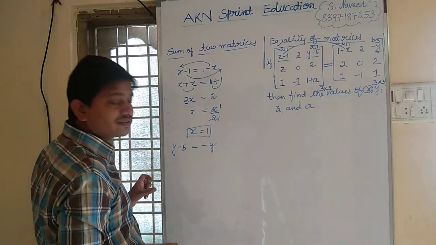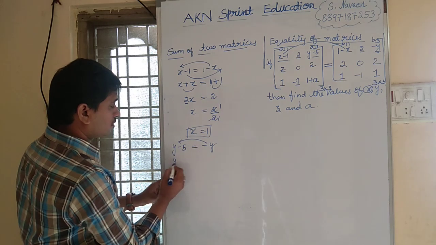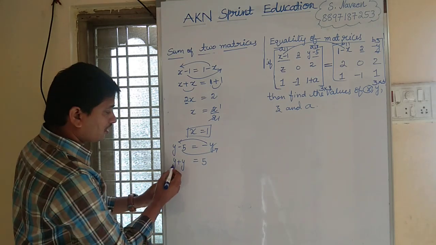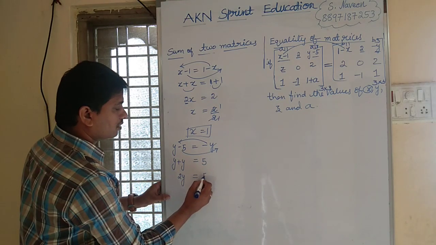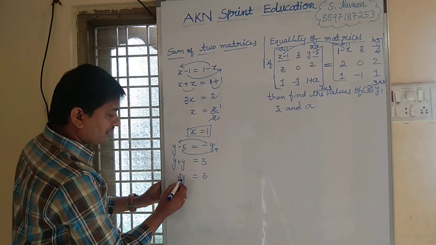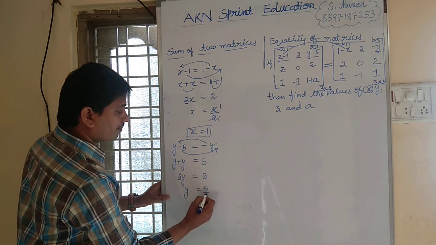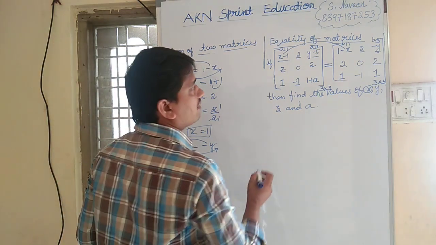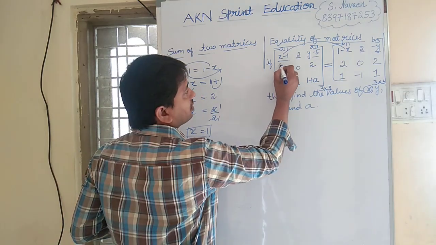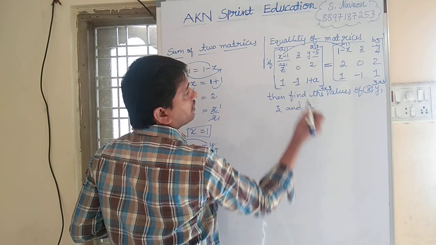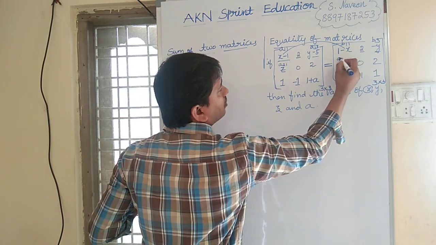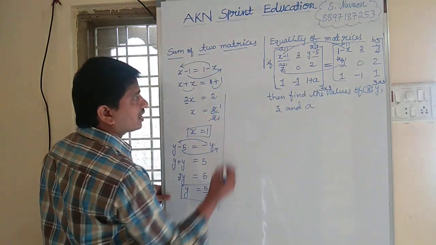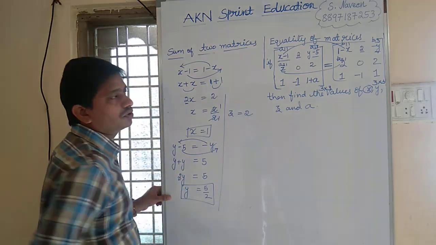y minus 5 equal to minus y. We transpose, so y plus y is equal to minus 5 we transpose, plus 5. y plus y, that is 2y, is equal to 5. As 2 is multiplying here, if you transpose, you will get y equal to 5 by 2. Now coming to the z value, this z is in the second row, first column, and this is in the second row, first column. So if we equate those corresponding elements, what will you get as the value of z, children? So z is equal to 2.